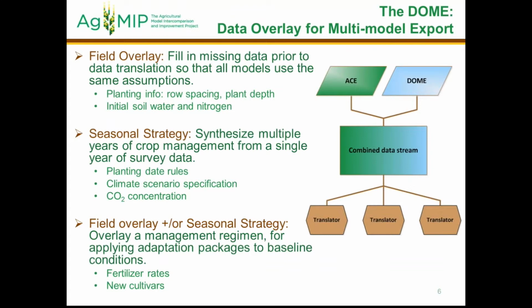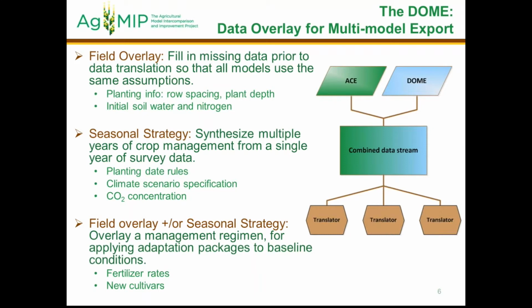Okay, so a little bit about the domes. The domes have several uses. I've listed 3 of them here. Field overlay domes are used to fill in missing data prior to data translation so that all the models use the same assumptions. So the idea is that we take the ACE data, we apply any information that was not recorded in the field but is required by the crop models. We put that in the dome, we apply the dome data to the ACE data, and that combined data stream is what is sent to each one of the crop model translators.